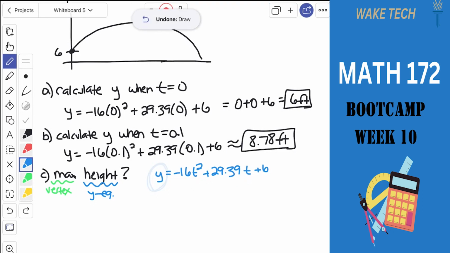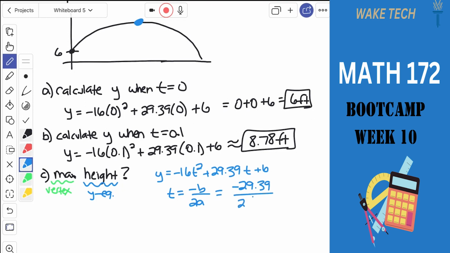But thankfully, going way back to 171, we have a really quick way to figure out the time for the maximum. Negative b over 2a. Probably used that a lot back in 171 when you were in the quadratic section. Negative b over 2a tells us that the maximum occurs, or the vertex occurs, at 0.92 seconds.